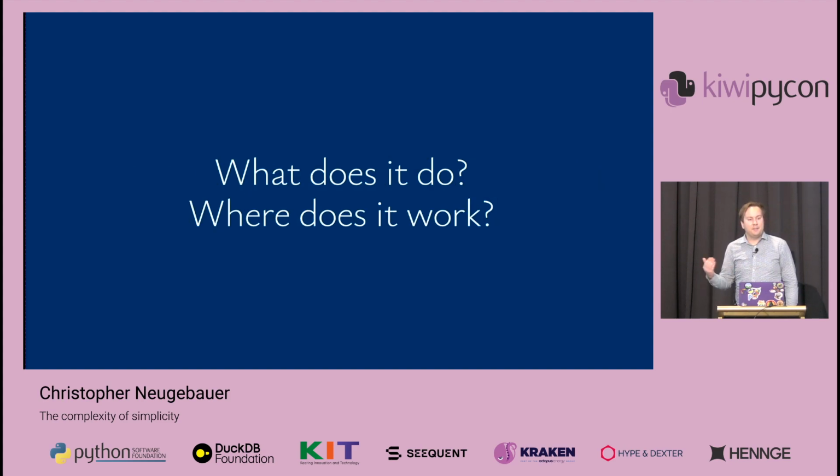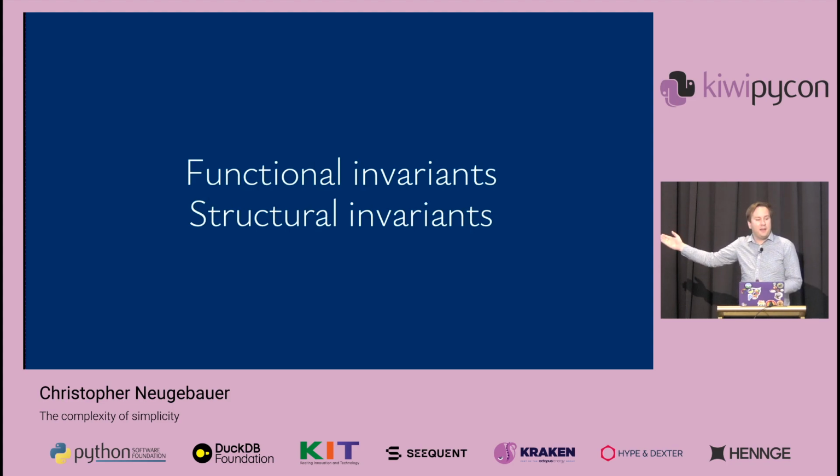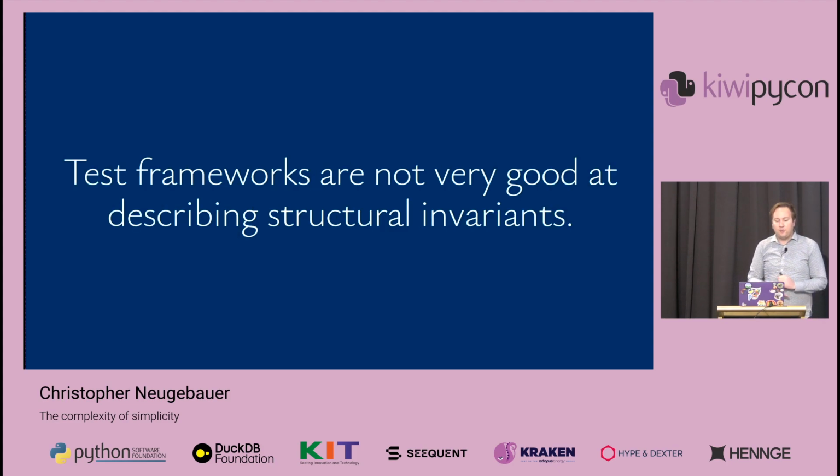But if we think about this simple framework for quality assurance, we've only really looked at one of these two questions, the question of what our code actually does. And if we're talking about invariants, we can classify these again. We've got functional invariants, which are the things that specify how the code works, and structural invariants, which are how a thing fits into the world around it. And the tool that we have for describing functional invariants, those are our test frameworks, they're not actually good at describing structural invariants.